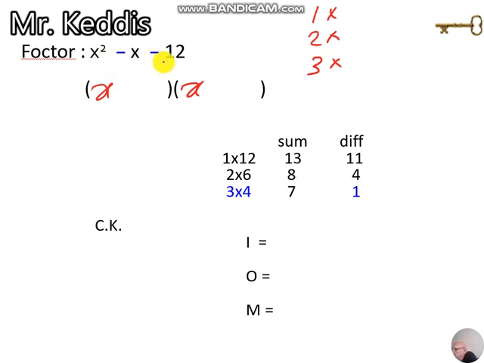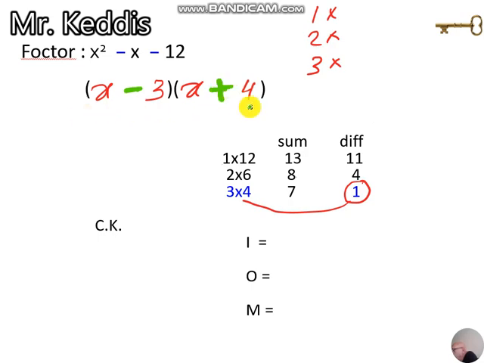Because the sign is negative, I look under the difference, where I get the 1. That means I pick 3 and 4. Because the sign of the last term is negative, the signs here must be different: one is positive, one is negative.